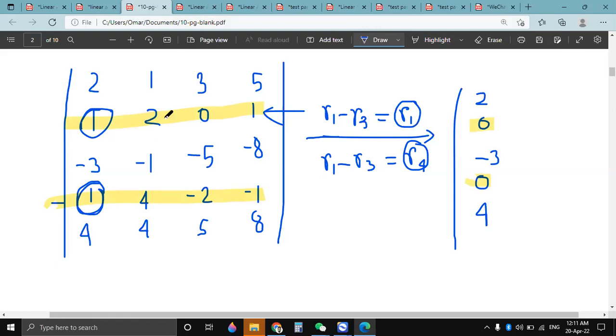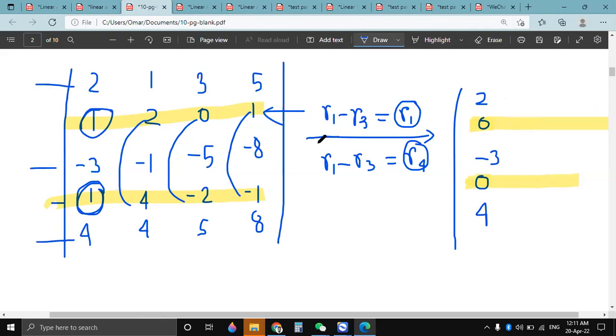So R1 minus R3, right? So 2 minus 4, that is going to be minus 2, and then 0 minus minus 2, that is going to be 2, and then 1 minus minus 1, that is going to be plus 1. Okay. Oh, sorry, not here. I'm sorry. We have to make change on the second row and on the fourth row. So the first row and the third row and the fifth row, they will remain the same.